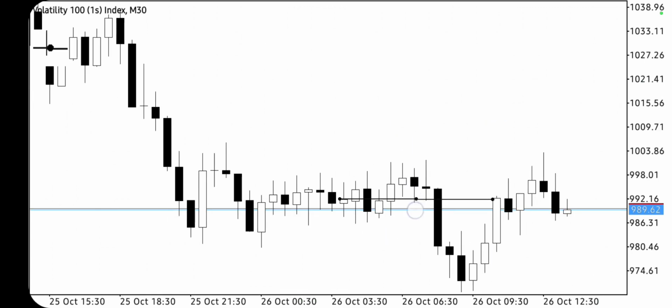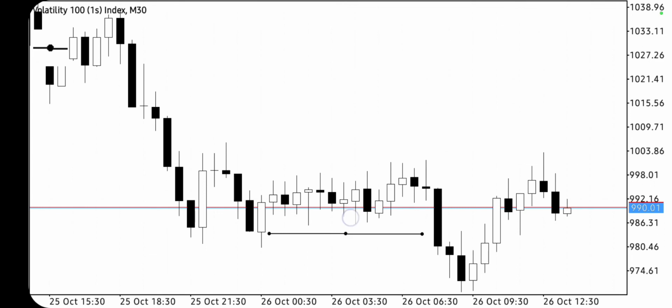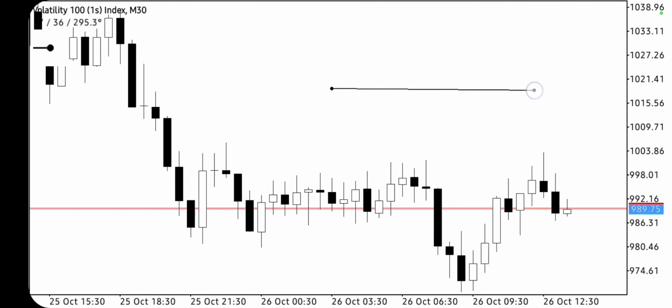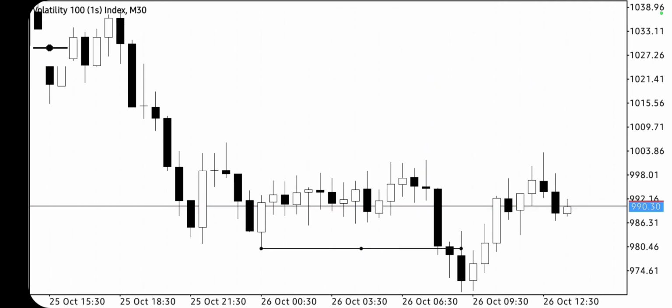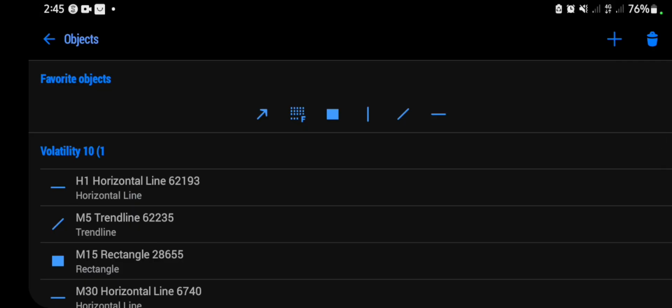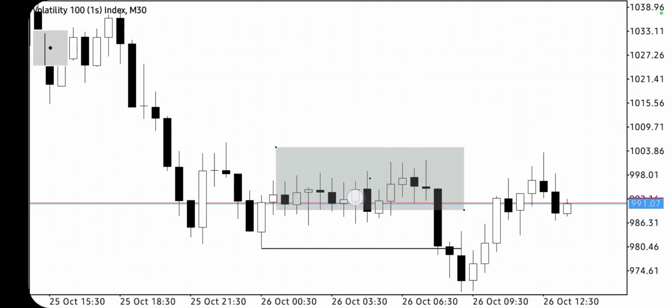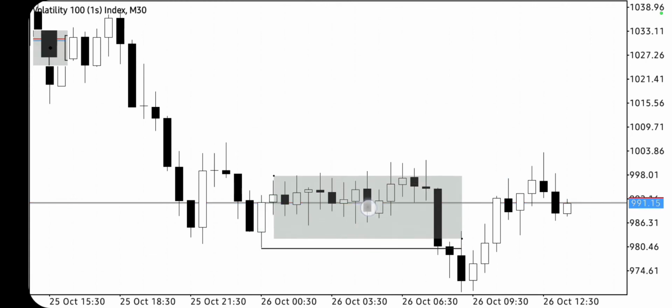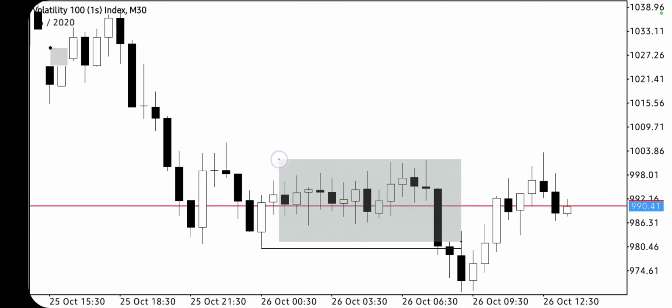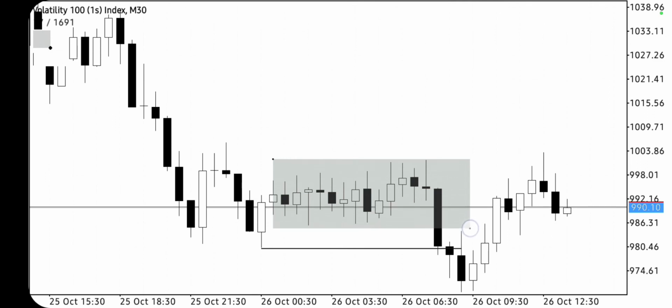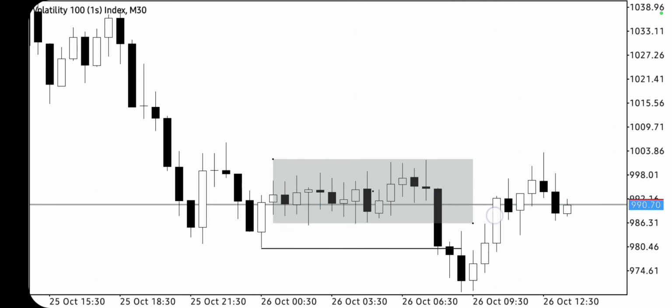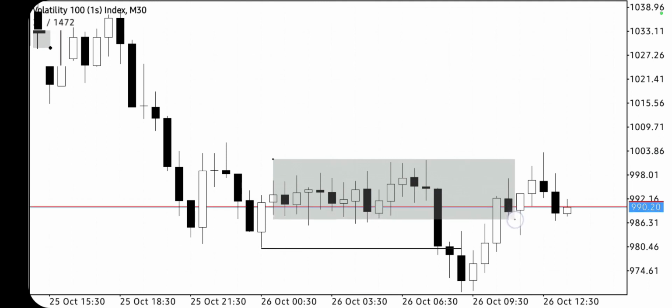break of structure. So we had this break of structure formed over here. We had this break of structure formed over here. This is the break of structure formed over here, and as you can see, we had a series of consolidation. The consolidation started from here and ended here before the breakouts. So this is my valid supply and demand zone.